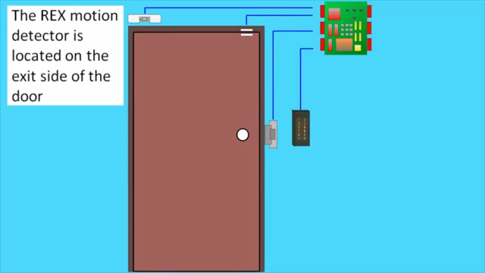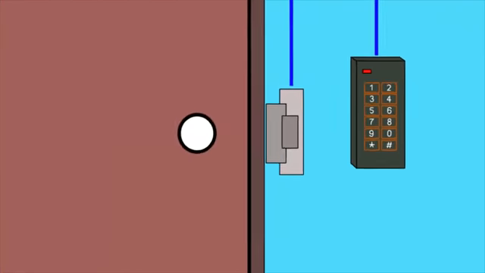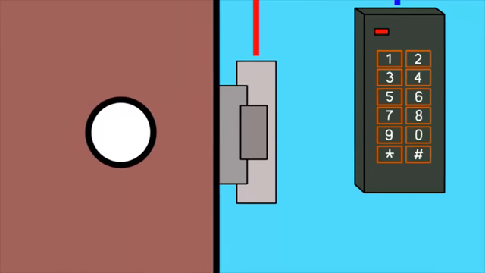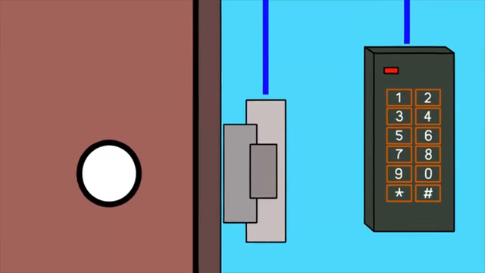So how does this all work? Let's have a look at each component. The door strike. There are many types of locking devices. The most common is a door strike. The majority will unlock the door when powered up.